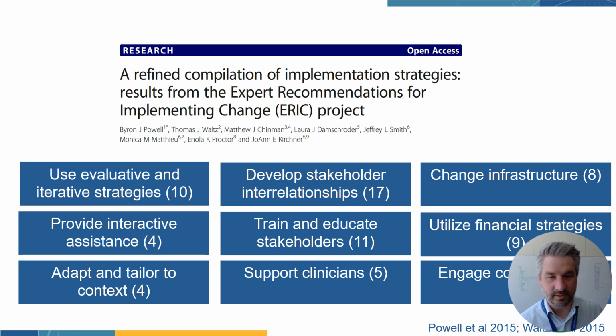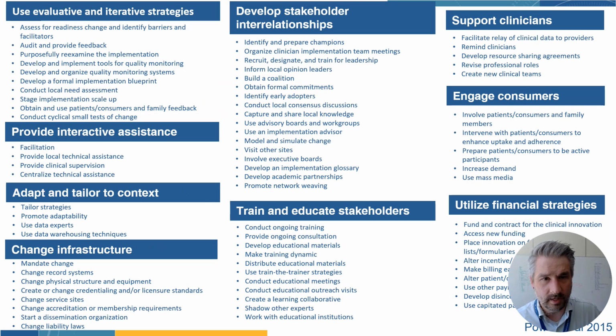People have done some of the hard work to identify and label implementation strategies and organize them into 9 different categories, exemplified here. So there are strategies used to evaluate and iterate, strategies for interactive assistance, for adapting and tailoring, for developing relationships with interest holders, for training and educating, for supporting, for changing infrastructure, and utilizing financial strategies. See, these are in more detail.